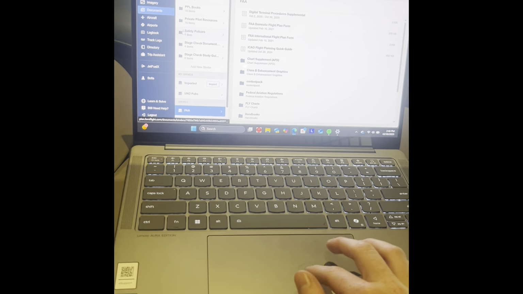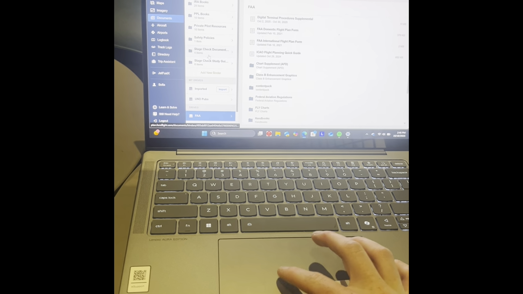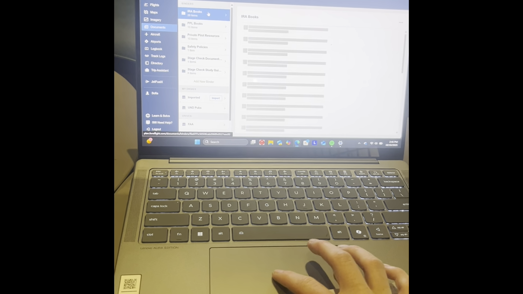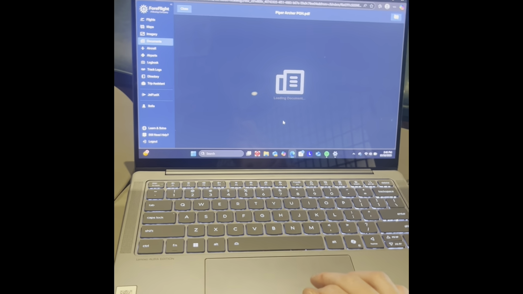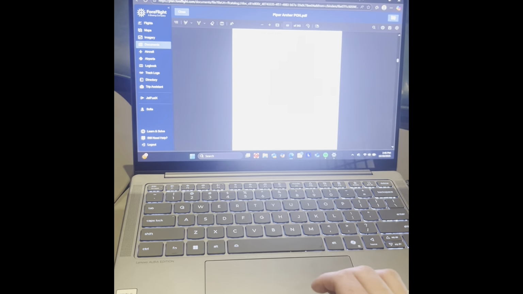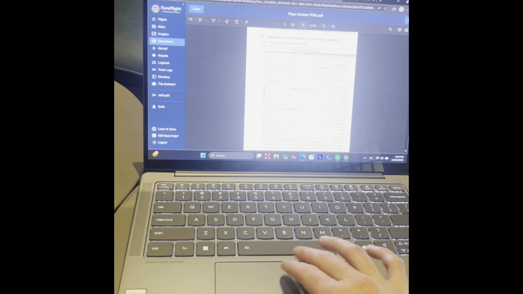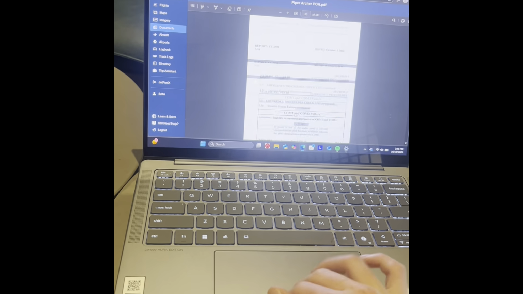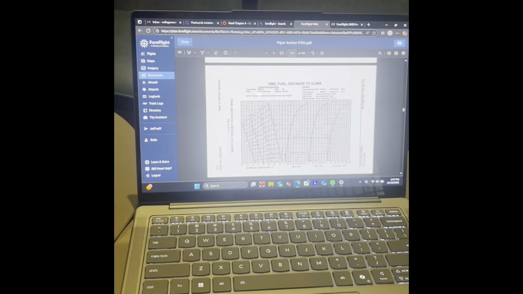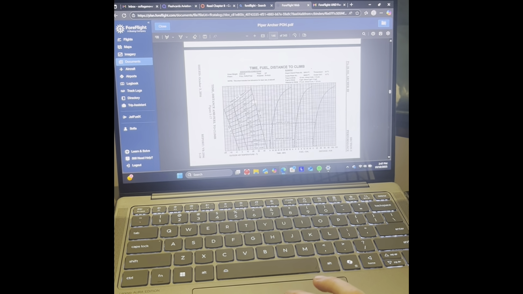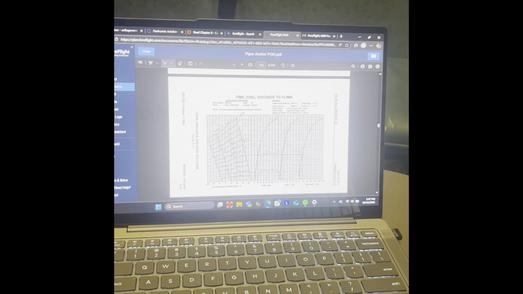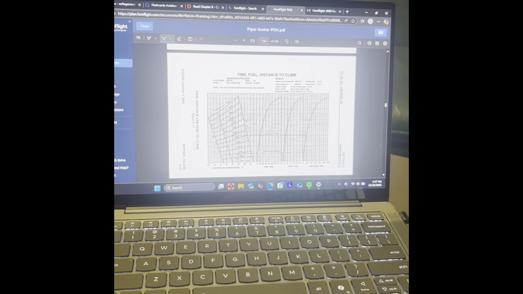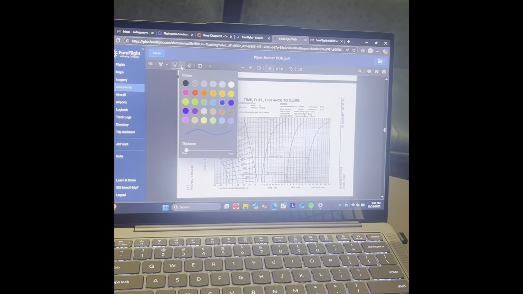So starting with the climb, you're going to go to documents, and then you're going to go to your POH, if I can ever find it. And then you are going to go to the weight and balance section of it. Then you're going to go to the time, fuel, and distance to climb chart. You can see right here, and then you're going to draw on it. This is not going to end well because I'm on the computer. But basically, let me use lines.